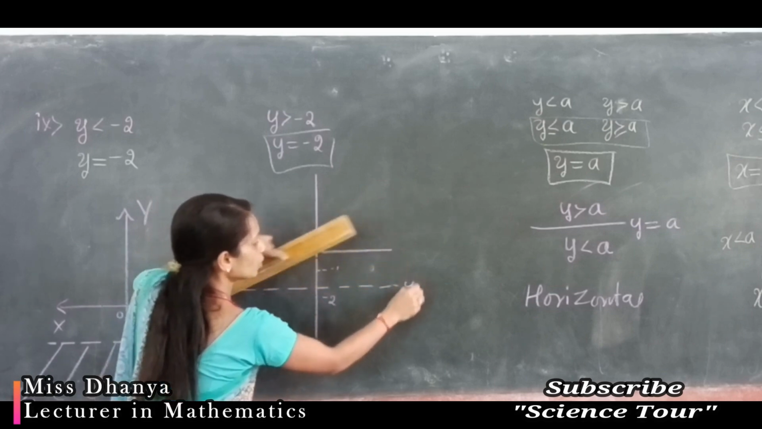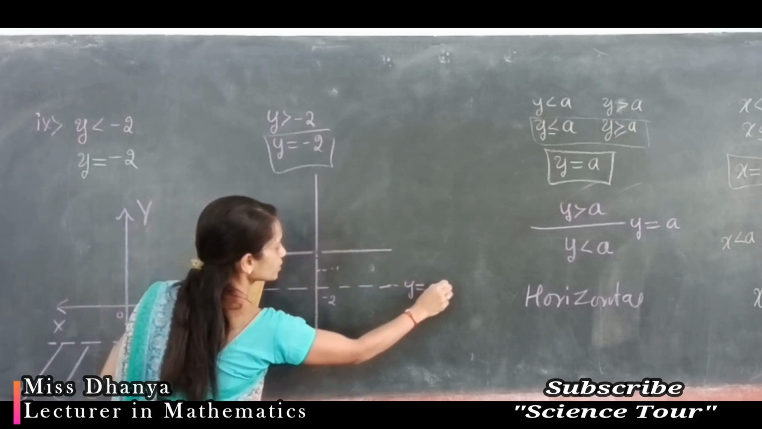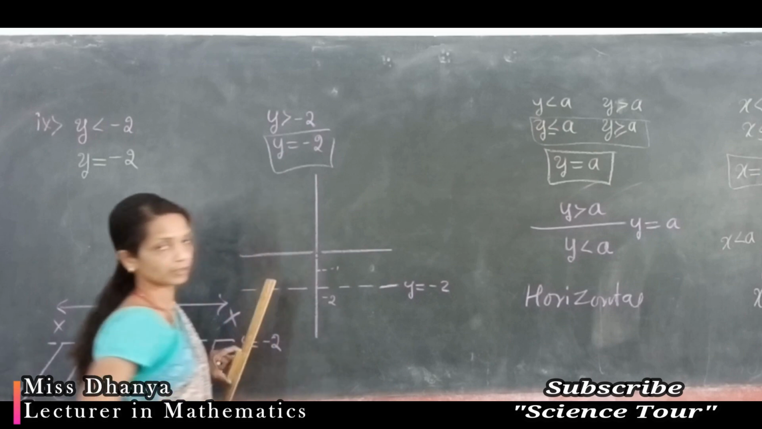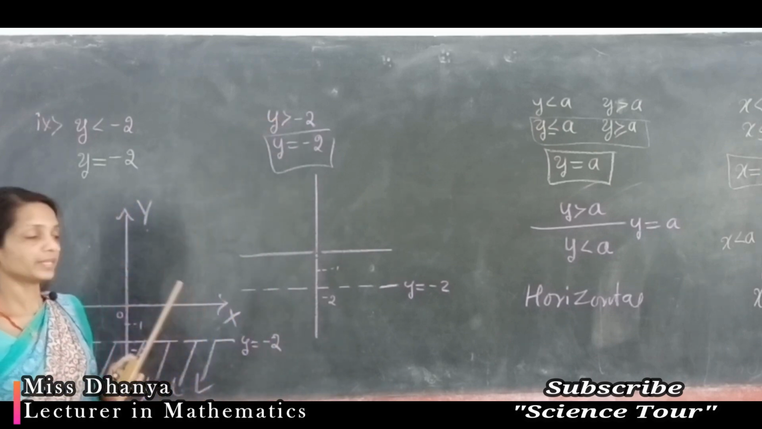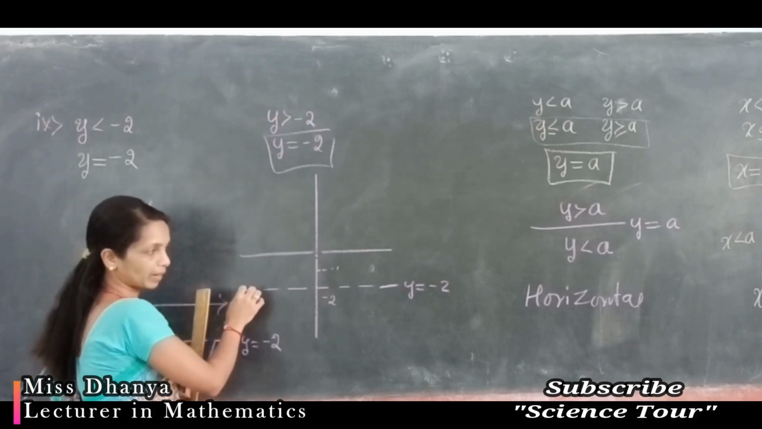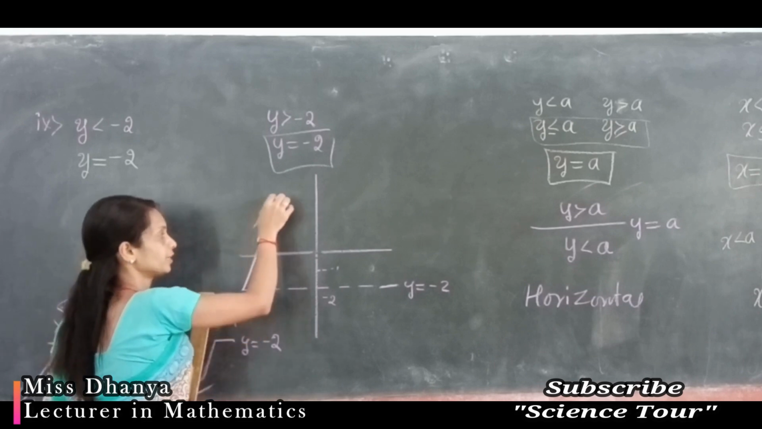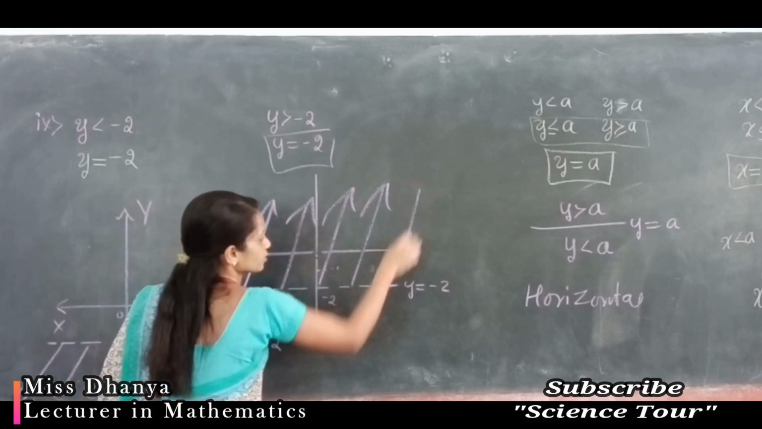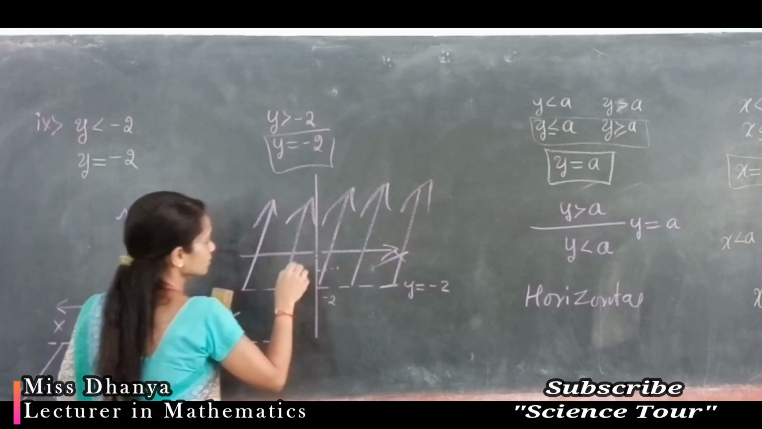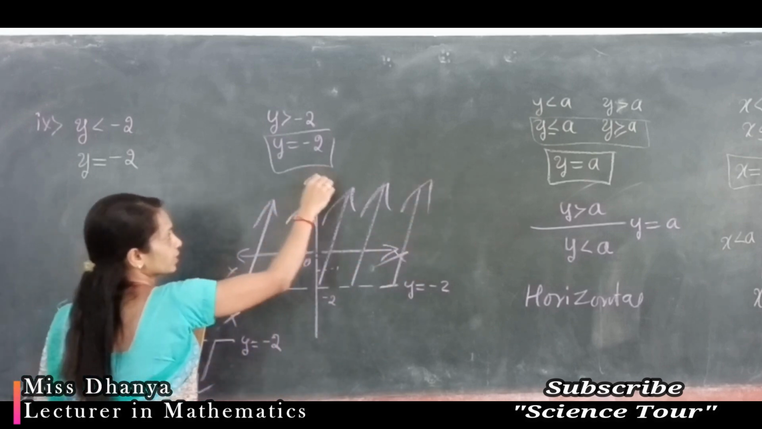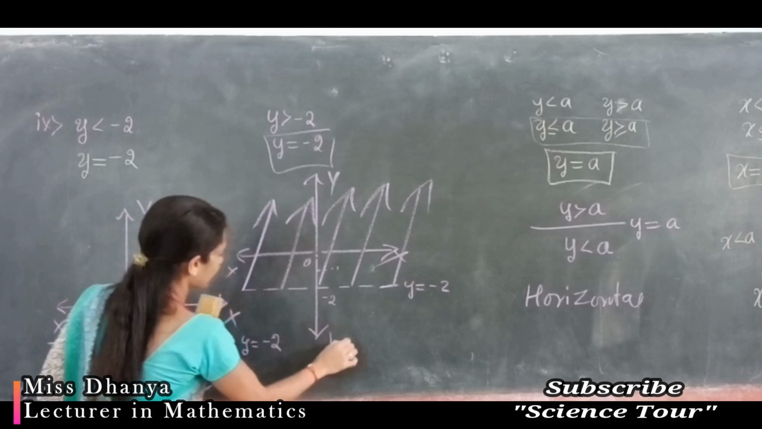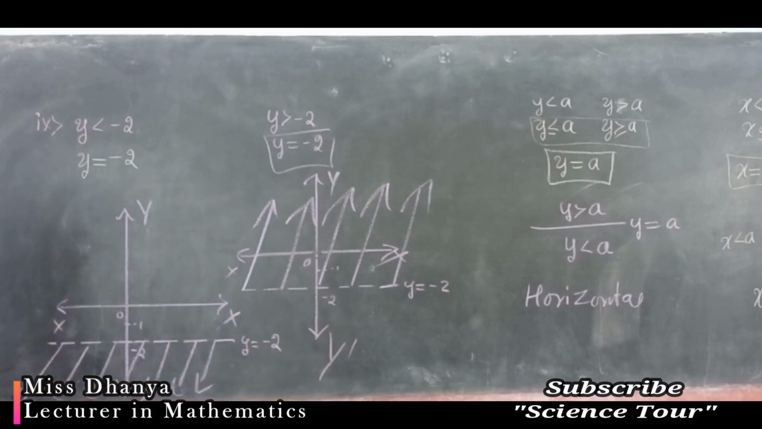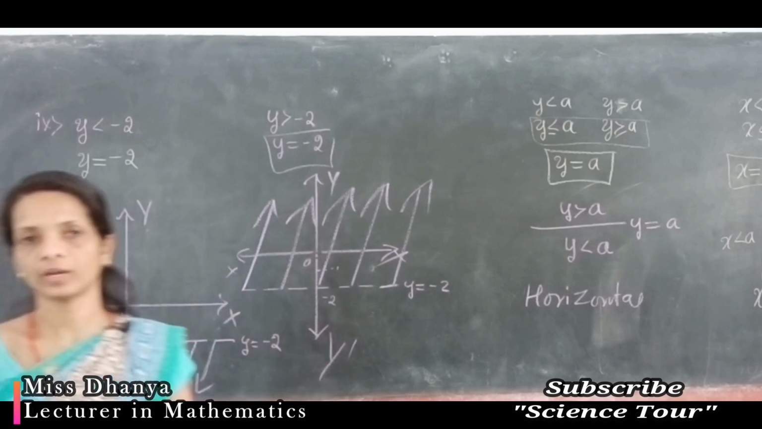This is a horizontal line, y is equal to minus 2. And now you have y greater than minus 2. Y greater than minus 2 means you have to shade above the line y is equal to minus 2, like this. And this is x axis, xo, x dash, y axis is yo, y dash. Like this you have to solve the inequalities.